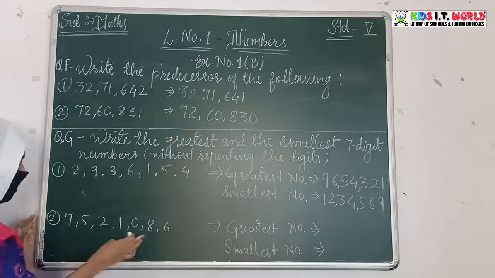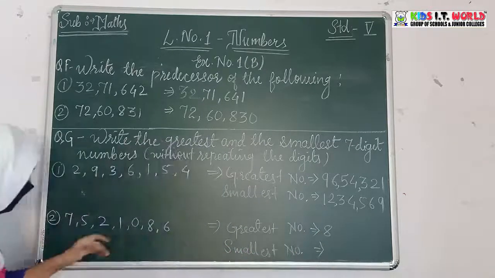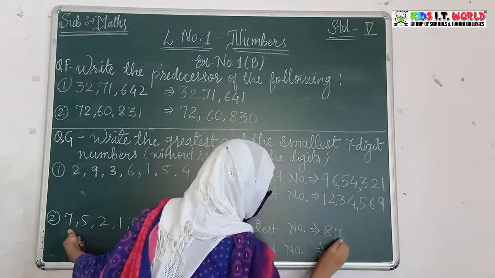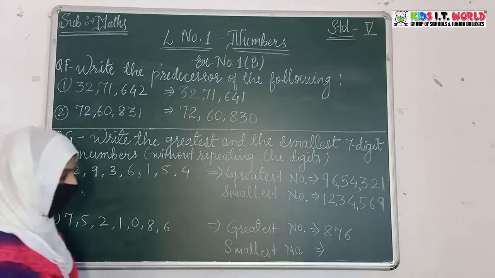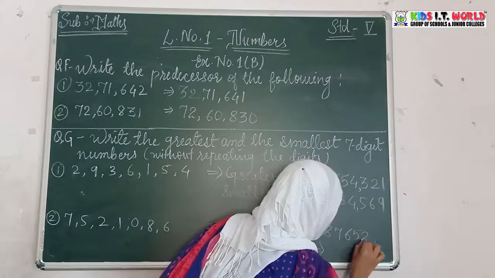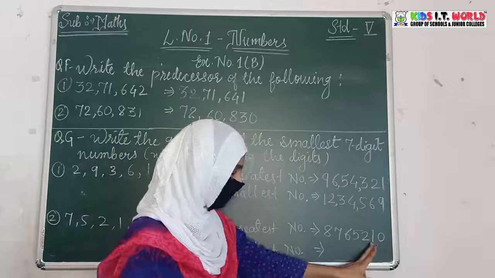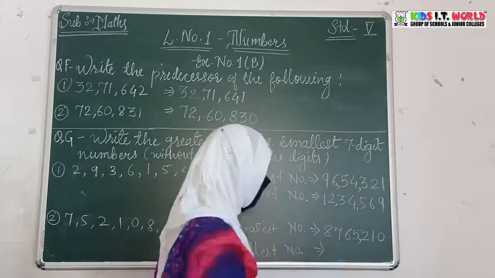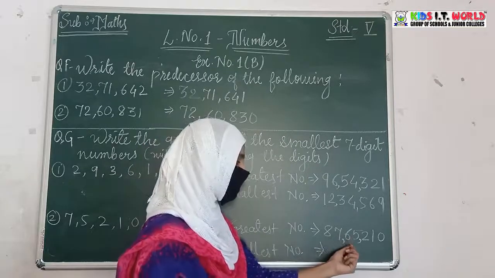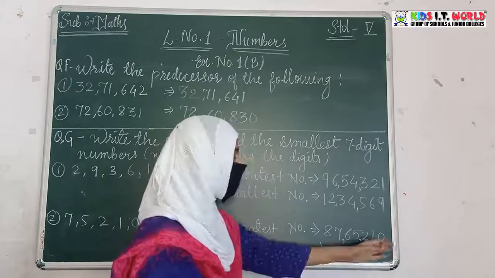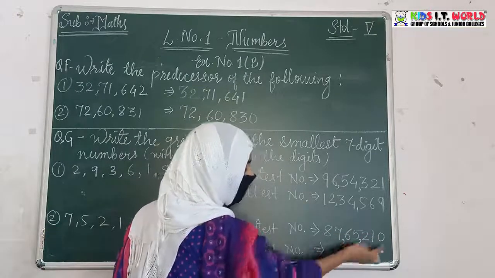Now for this number also you have to do the same thing. Again, see which is the greatest number here. Here it is 8. After 8, 7. Then 6. Then 5, 2, 1 and 0. Now separate it by the periods: ones, tens, hundreds, comma, thousands, ten thousands. So our greatest number is 87,65,210.